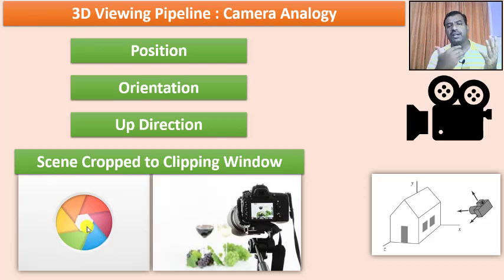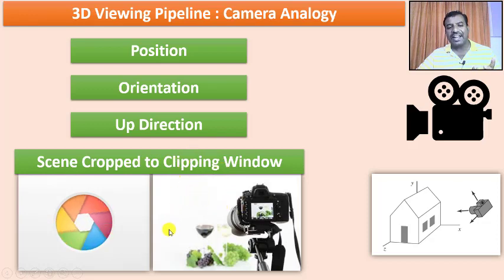When it opens, light enters, and the image is formed. When it closes, nothing enters, and no image is formed. Hence, whenever the shutter is activated or opened, we take an image, and whatever image we take is cropped from the scene and placed on the clipping window.